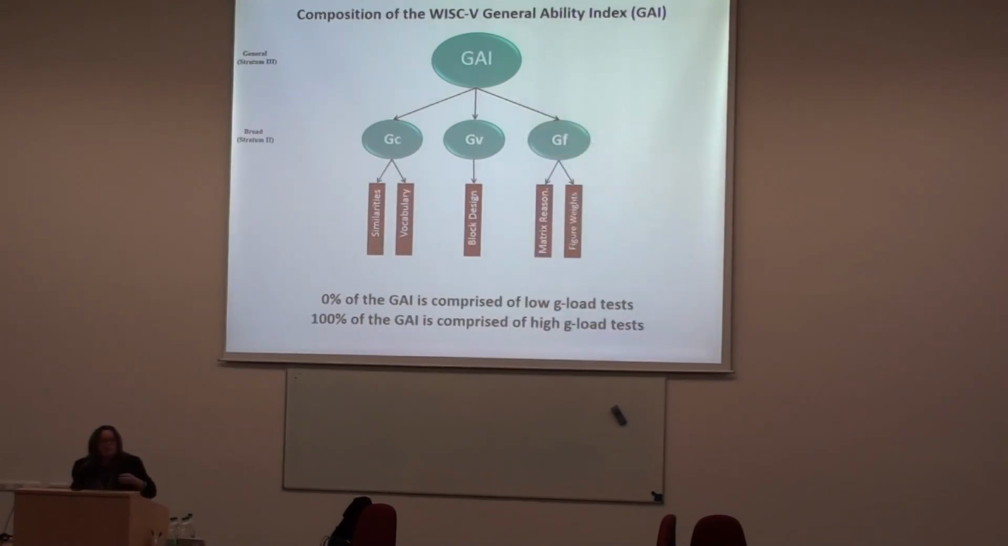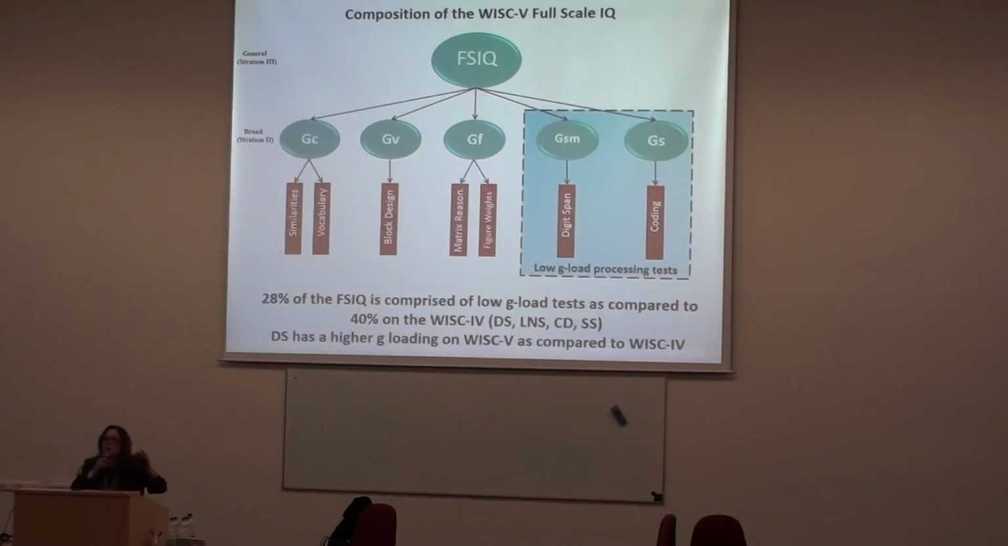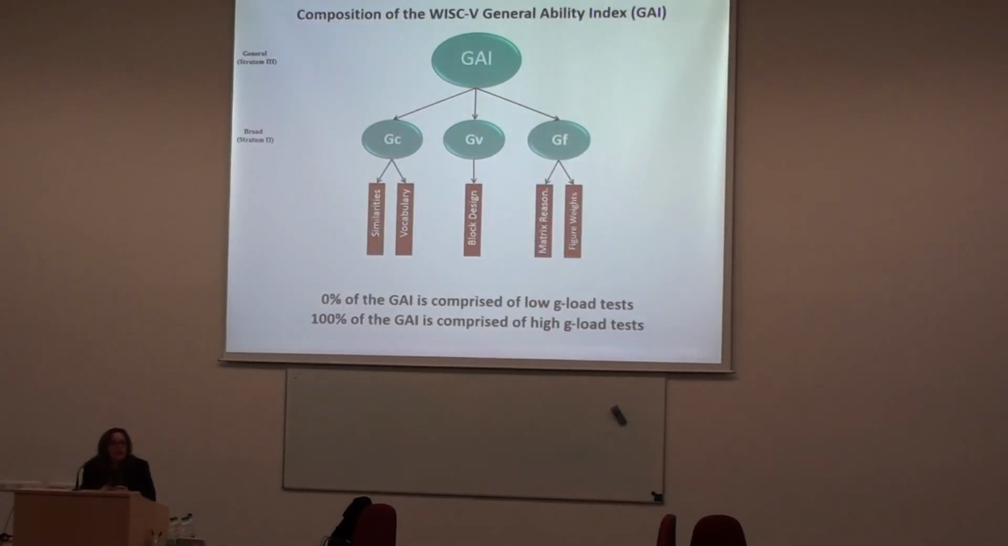So this is the alternative to the full-scale IQ on the Wechsler. The alternative is the General Ability Index, GC, GV, GF. None of these tests have low G loadings. All of them have high G loadings. So when we talk about higher level thinking and reasoning, that's better captured by a General Ability Index as compared to the full-scale IQ. Full-scale IQ has low G loadings. GAI, General Ability Index, all high G loading.